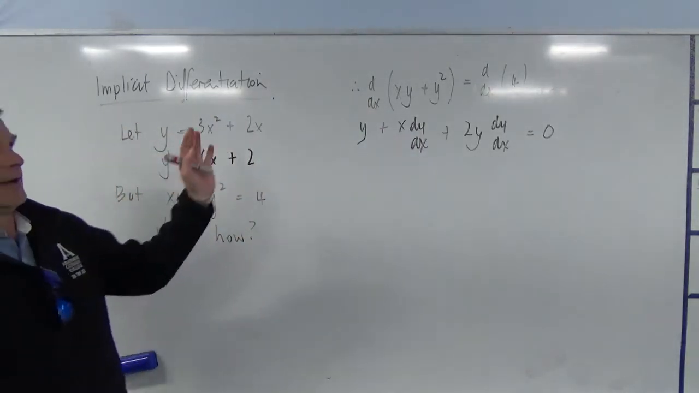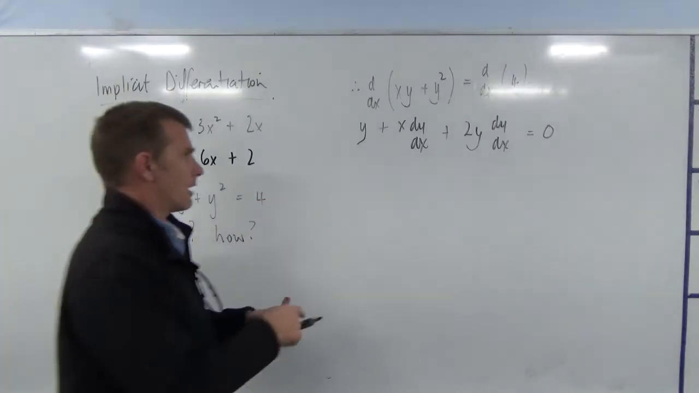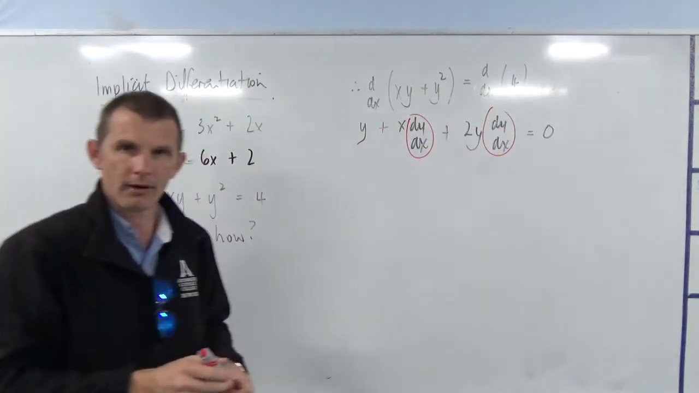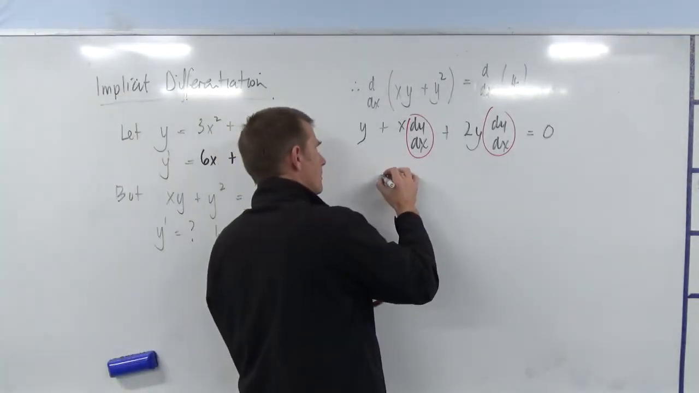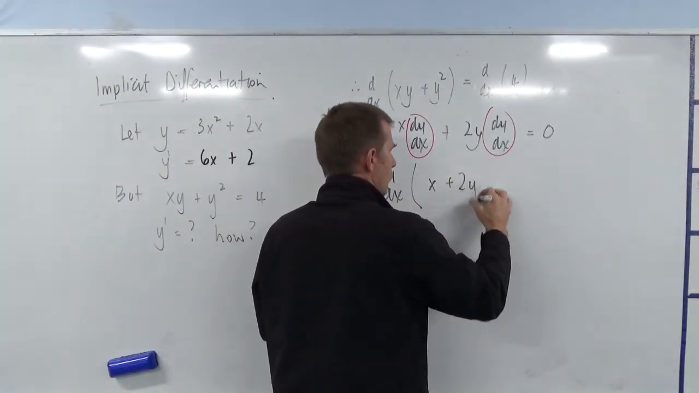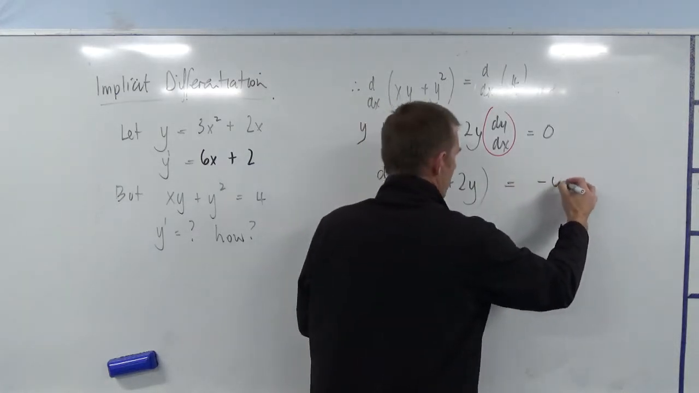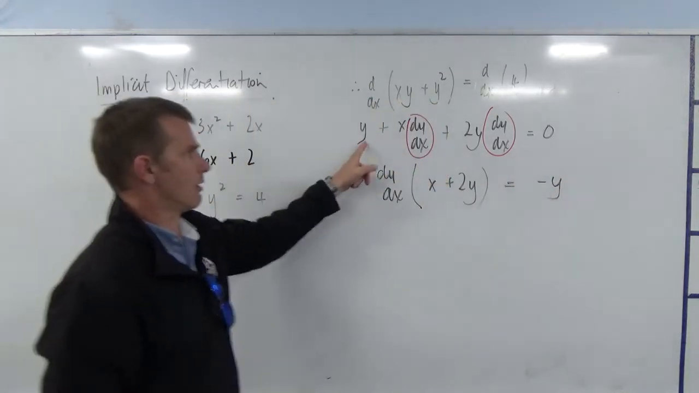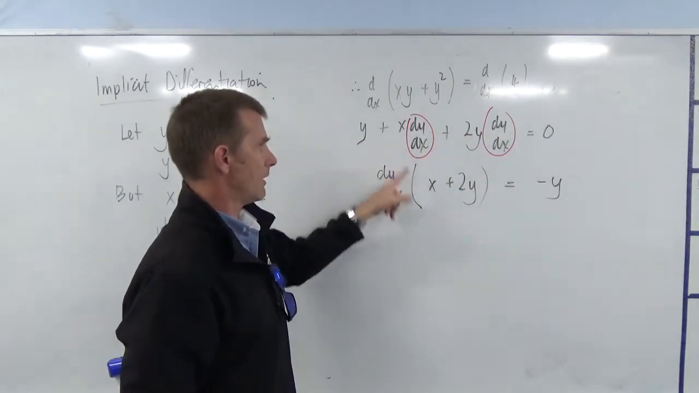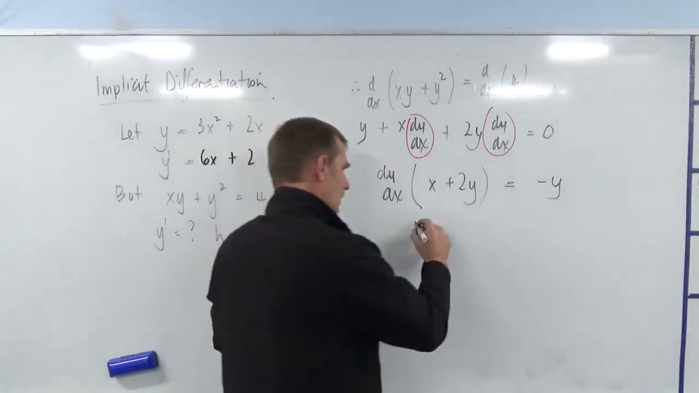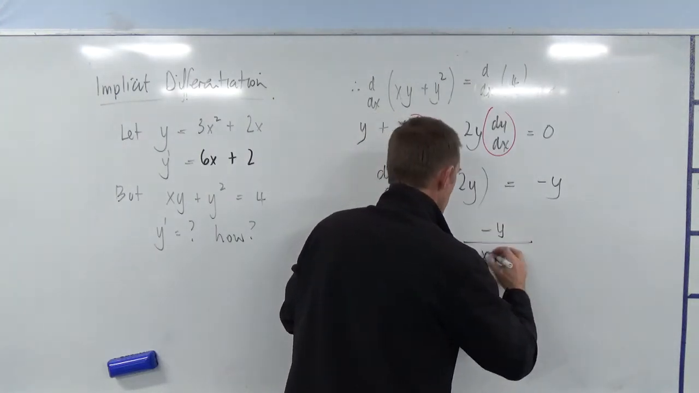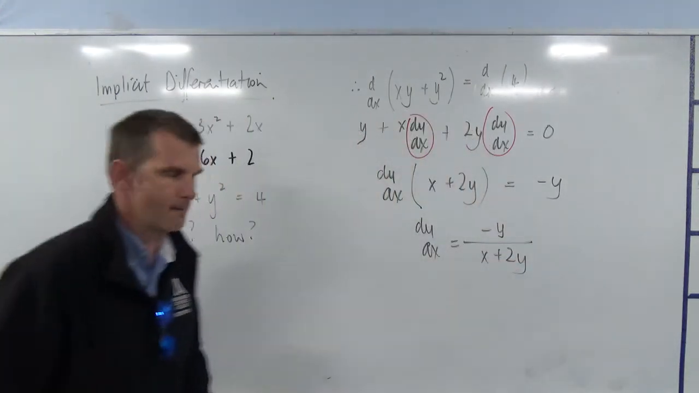So, now I've got that, I can now do a bit of tidy up, because just see this as the thing that I want to bring together. So, follow me if you can. I'm going to go dy dx, brackets, x plus 2y equals minus y. Just see that one, I move the y over to here. Common factor out front, x plus 2y. Therefore, dy dx is going to equal negative y over x plus 2y.